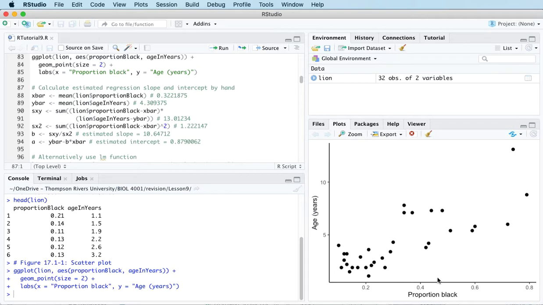If we're thinking of using the predictor variable to predict the response variable, we could think of, for example, if I'm tracing the line out like this, this point on the line here when the proportion of black is 0.4. That would give rise to a prediction. Where my arrow is pointing now is on the regression line, and a proportion black equal to 0.4 would lead me to estimate or predict that lion's age to be 5. So each point along the line gives us a prediction of the response variable for a fixed value of the predictor variable.